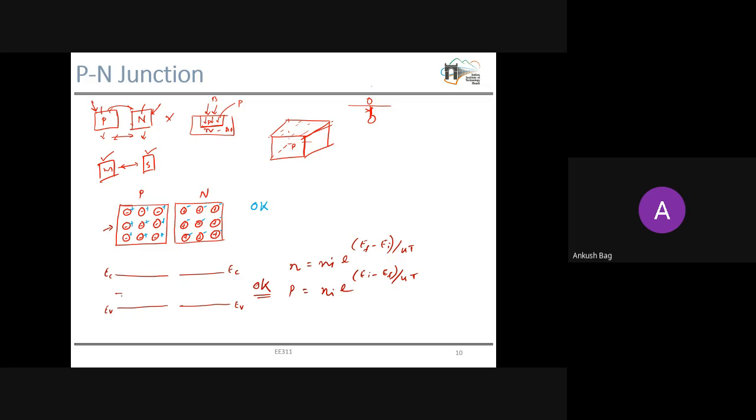From this equation you can see EI will be equal to EF because this is again zero, there are no carriers, no electrons or holes. So EF is eventually equal to EI, the intrinsic Fermi level. So the Fermi level will be at the middle because this is at 0 Kelvin. So here will be our Fermi level.